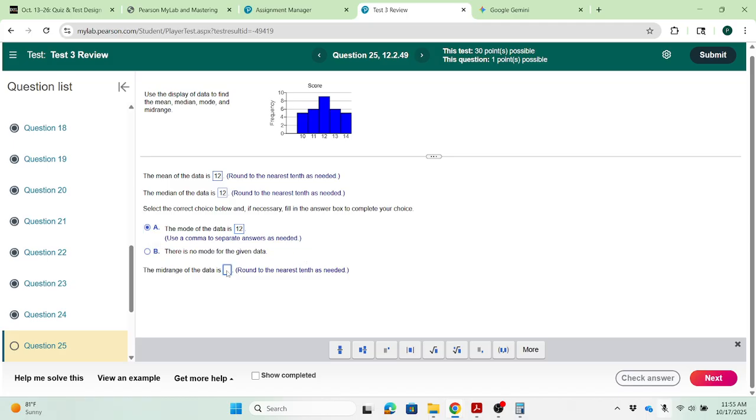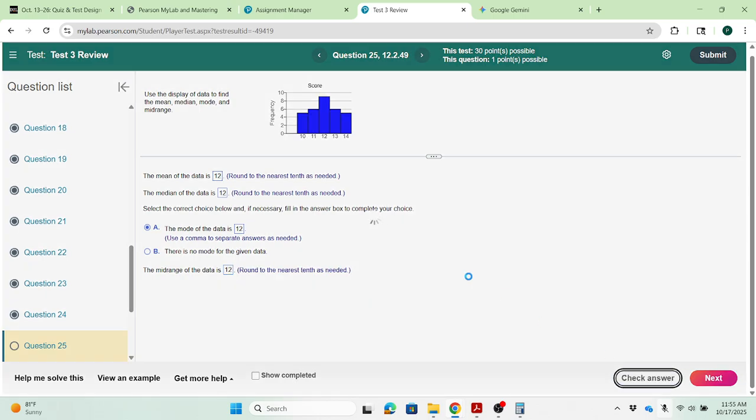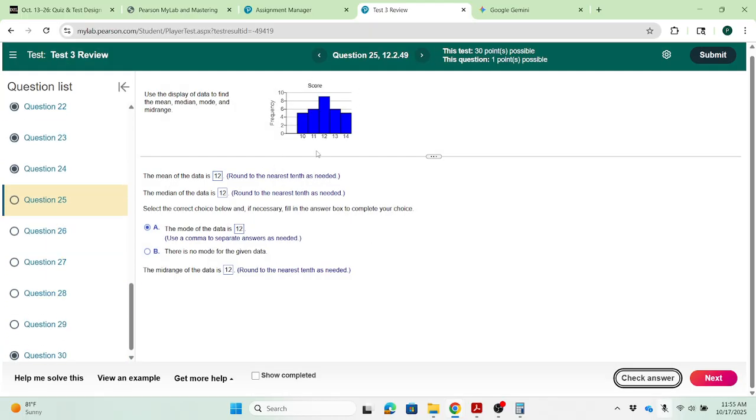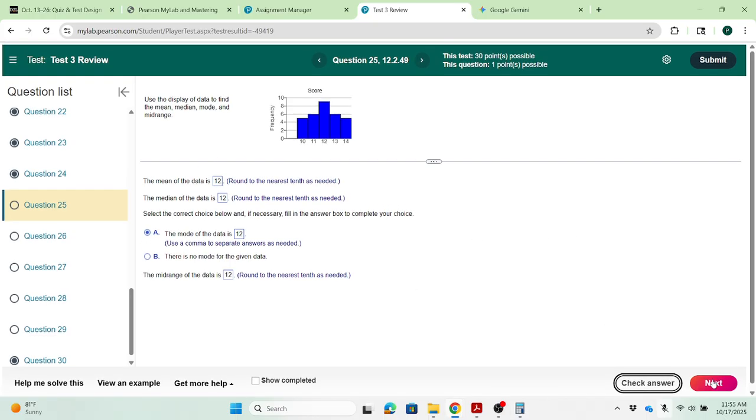And the mid-range is the highest data plus the lowest one divided by 2. So the highest is 14 plus the lowest one is 10. So 10 plus 14 is 24, divided by 2 is 12. Okay, so we can use StatCrunch, or we can use the simple calculator to answer this type of question.